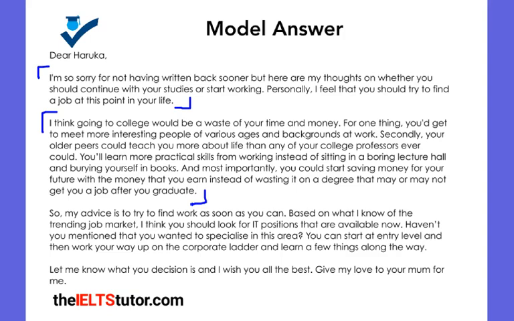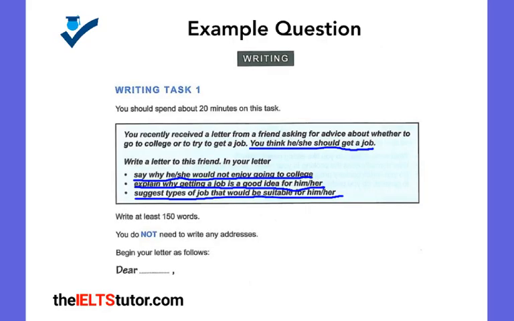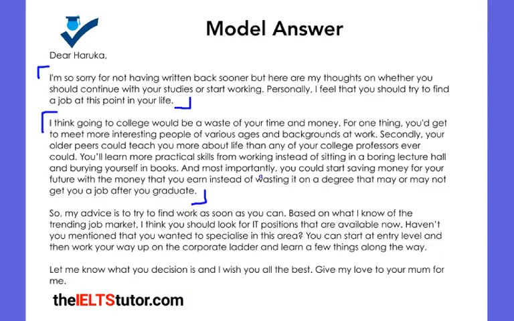Okay, so here the writer has combined the reasons why they would not enjoy being at college and also stating why getting a job would be a better option. So the first and the second bullet points are addressed. As you can see, the linking words are slightly different: for one thing, secondly, and most importantly. You can also see the use of contractions: you'd get to meet, you'll learn more, rather than using the full form of words.